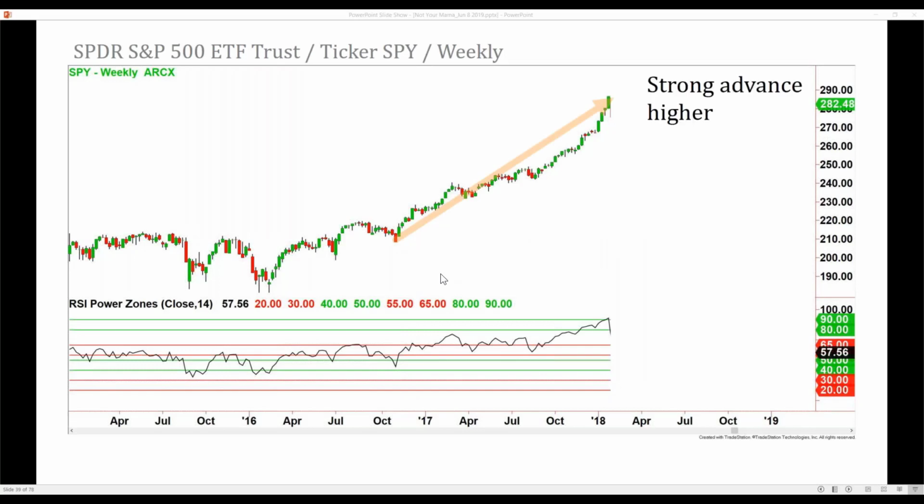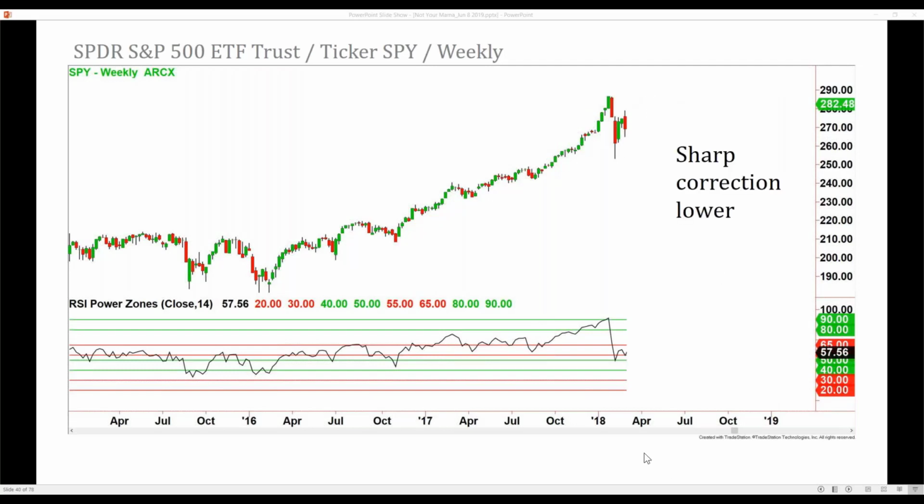Here's what it looked like here, strong advance higher. And look, on the weekly chart of RSI power zones, you move from the bull support to the bull resistance. Same story as that first big run up on the oil chart. Now here's something crazy on the weekly chart, because price moved so quickly from the end of January to February and then rallied back up. Within just a few bars, we had a sharp correction lower, and the RSI moved from bull resistance to bull support. So still respecting the green zones, but doing it really, really quickly.